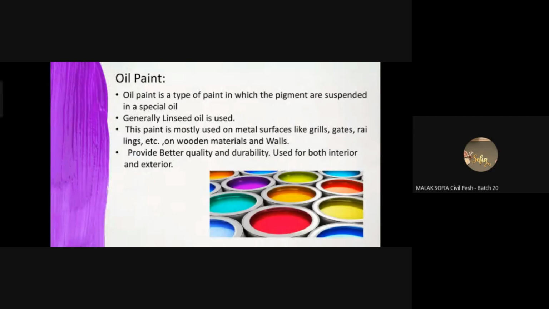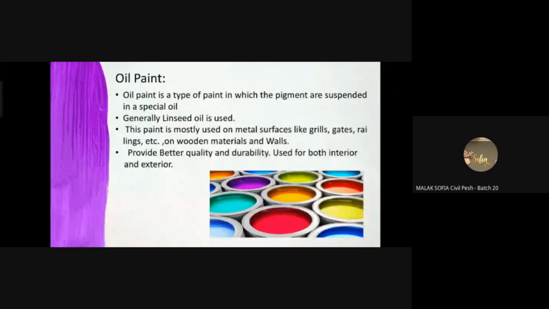In oil paint, the pigment particles are suspended in a special oil. This oil is mostly linseed oil, but there are a few other oils which can be used, for example poppy oil, walnut oil, and safflower oil. Oil paint gives a very smooth and glossy finish to the surface.